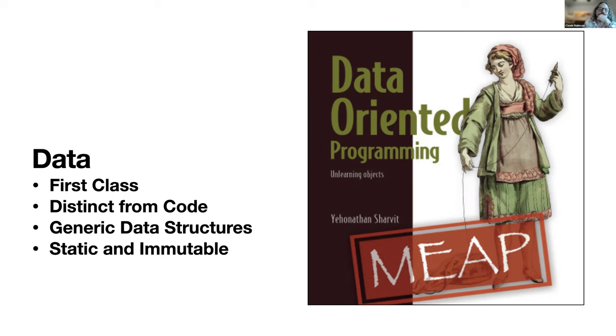Okay. Yeah. But again, it's data. Data is first class. Data is distinct from the code. We try to go with generic data structures, everything static and immutable when we can get away with it. We even like our functions as data, because in functional programming, functions are first class, so we can pass them around as much as we want. So when we can isolate things as data and treat things as data, we love that as much as we can.